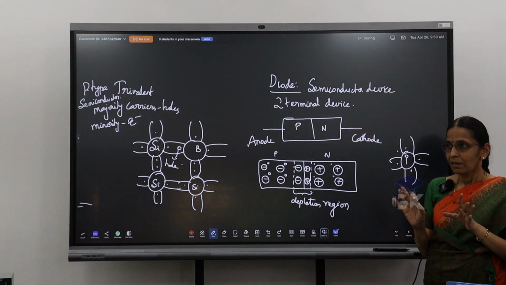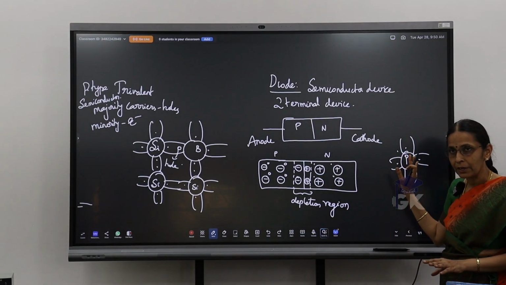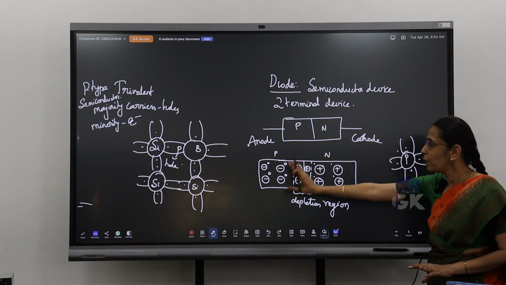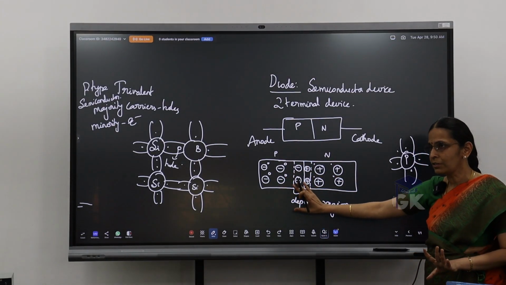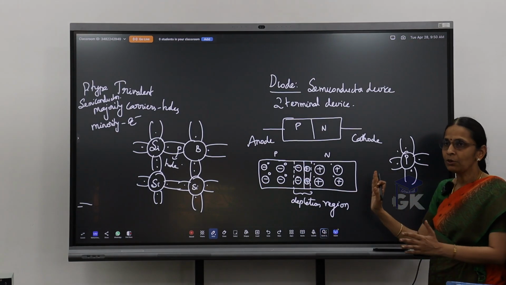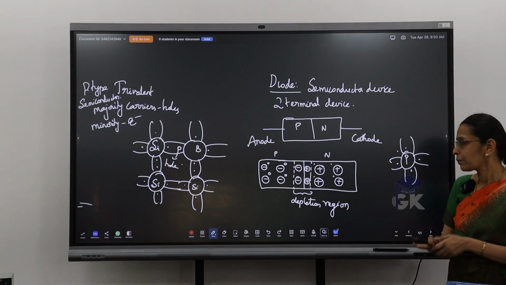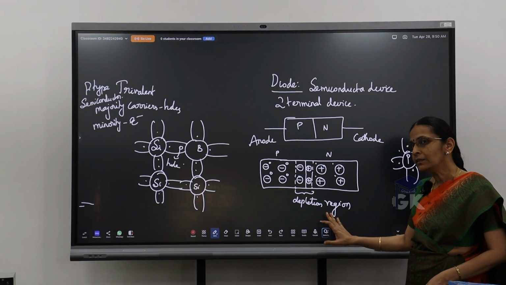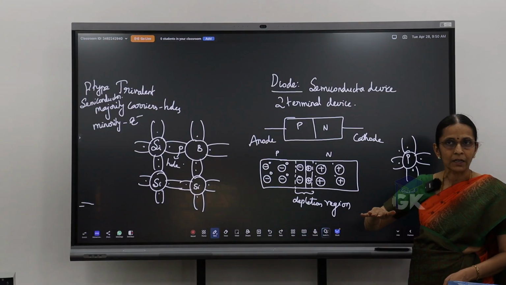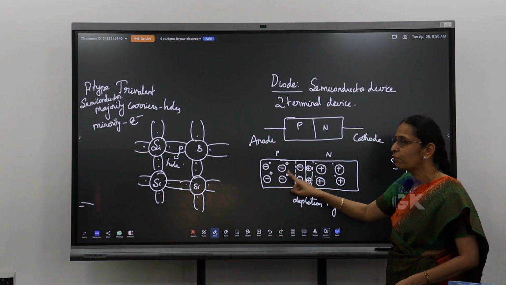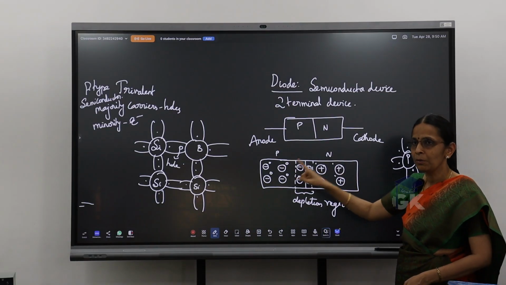Clear with this? So what's happening on the N side? Phosphorus has got 5 electrons. There are more electrons. And on the P side, I have the boron impurity. It has got more holes as such. Now when I combine both my P and N type semiconductor, there is a charge imbalance existing on either side. So they try to move in order to balance the number of charge carriers. So my holes will move from P to N, and electrons will move from N to P.